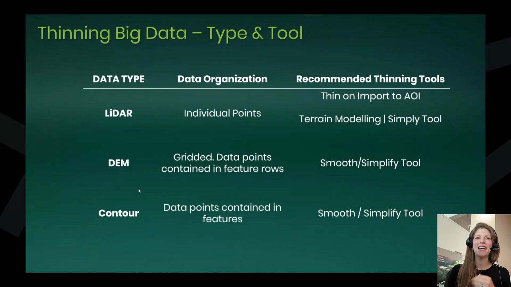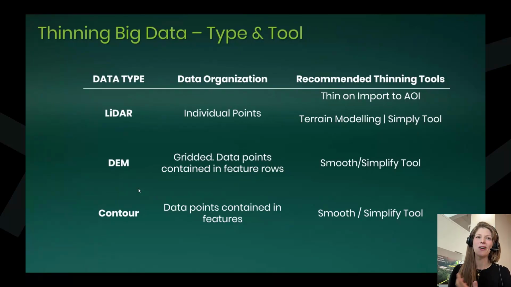When it comes to DEM data, this data is typically gridded. It's going to be contained in feature rows. And here we can use the Simplify Smooth tool that's found in Feature Tools. This actually is going to use the Douglas-Peucker method on it and remove points that are not adding value. So if you've got flat areas and adjacent points, it's going to remove those points that don't add value to the model. So really useful and a very fast running tool that you can use on DEM data.